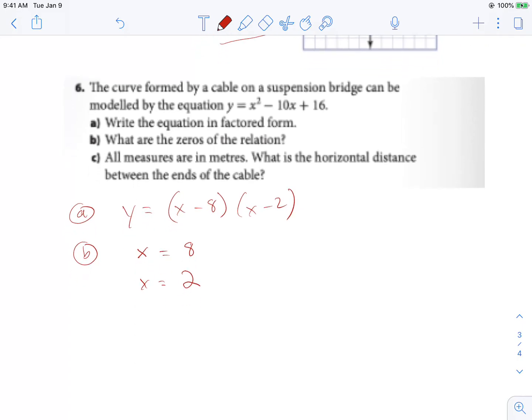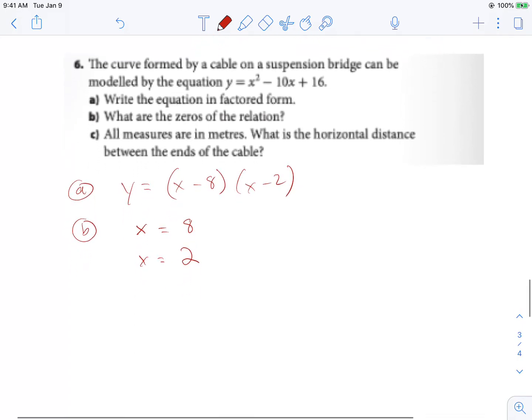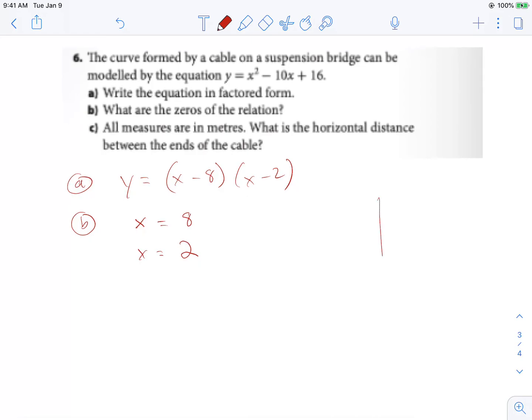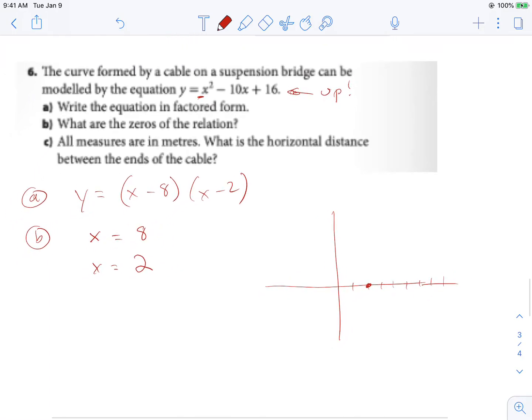All measures are in meters. What is the horizontal distance between the ends of the cable? Well, let's just sketch this out really quick so we can kind of see. Does this open up or down? We'll take a look. Is there a negative sign in front? No, there is not, so it opens up. Now, what are our zeros? We know that one zero is at 2, and the other zero is at 8. So those are our two zeros.